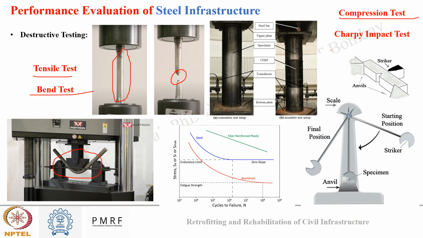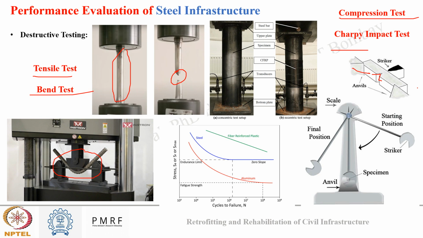We can have an impact test on steel where we will create a crack geometry in the steel beam, and using a striker we will try to impact the beam at this location and try to see what is the resistance that the steel is offering to the impact.